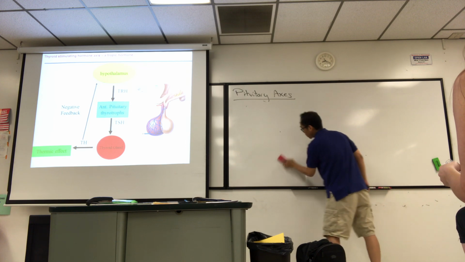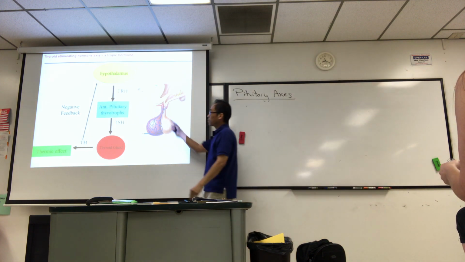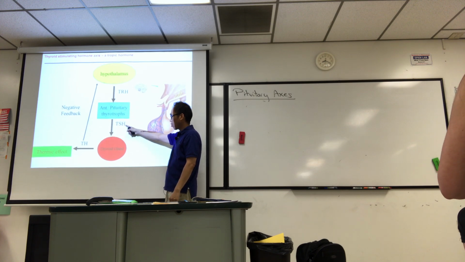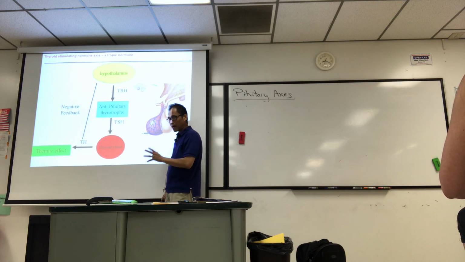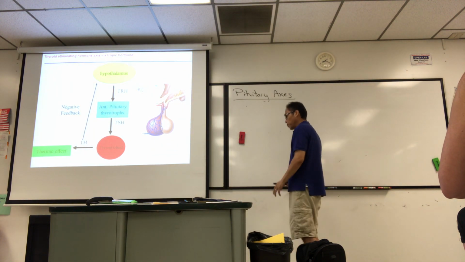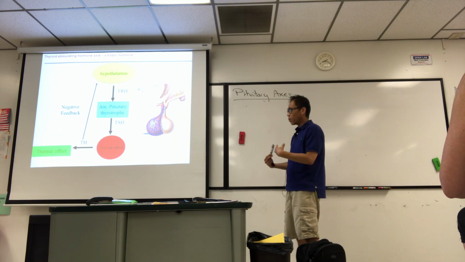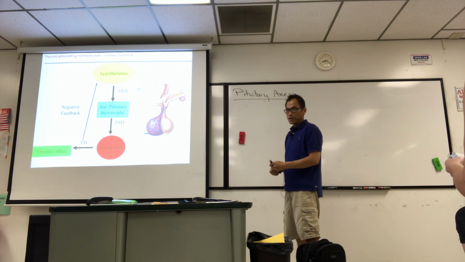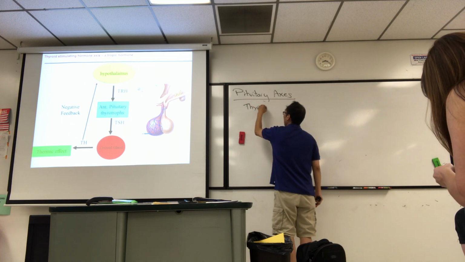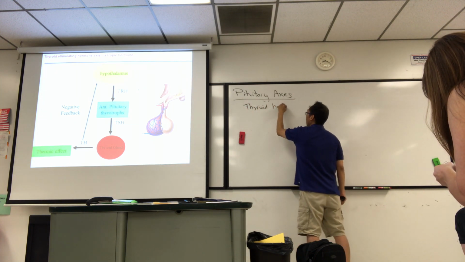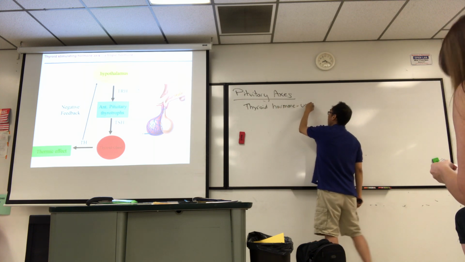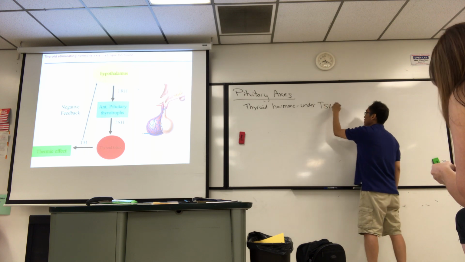But we talked about this before. Thyrotropin releasing hormone stimulates the thyrotropin, releases thyroid stimulating hormone. And the thyroid gland releases thyroid hormone. So thyroid hormone is responsible for boosting metabolism. That's the body's overall way of just burning energy for fuel. Under TSH control.